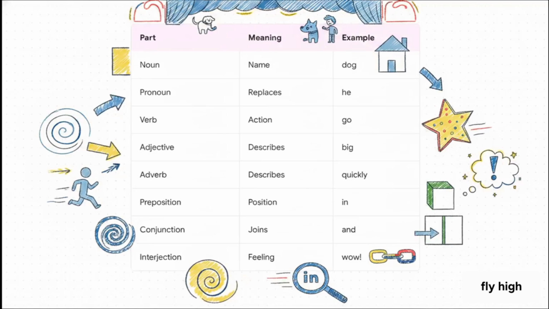Verbs, like go, provide the action. Adjectives, like big, and adverbs, like quickly, are our styling details. They describe our actors and actions to really give them flavor. Then we've got prepositions, like in, to show position, conjunctions, like and, to seamlessly join our words together, and interjections, like wow, to inject some sudden feeling right into the script.